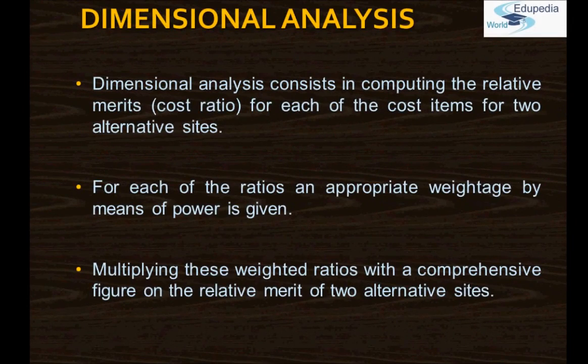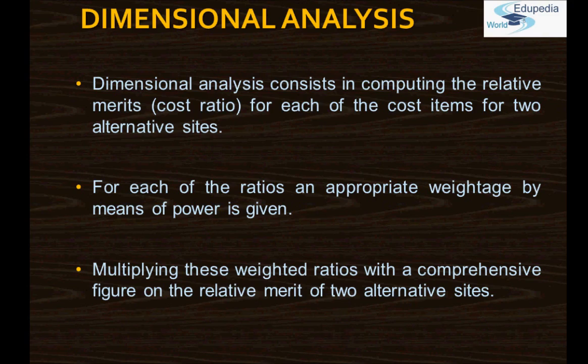This method is used in computing the relative merits, that is the cost ratio, for each of the cost items for two alternative sites. So at a time we can compare only two sites. In case we have more than two sites, what we do is we first take any two, compare both of them, pick the better one, compare that with the next one, and so on. For each of the ratios, an appropriate weightage by means of power is given, and these weighted ratios are multiplied to come up with a comprehensive figure on the relative merit of two alternative sites.